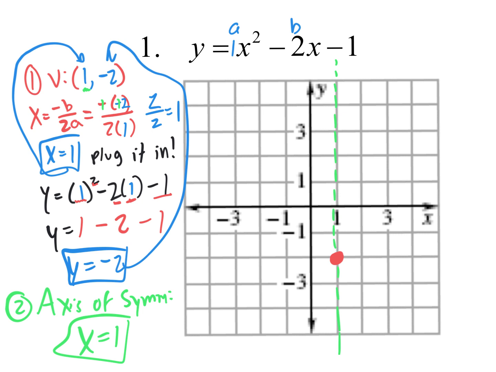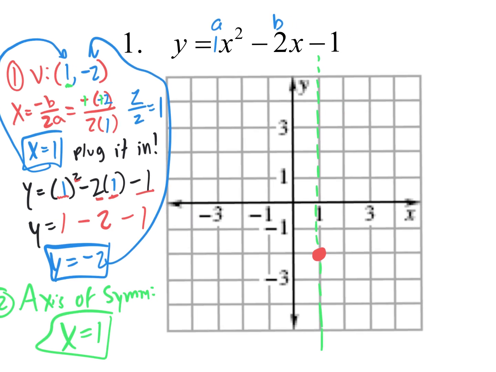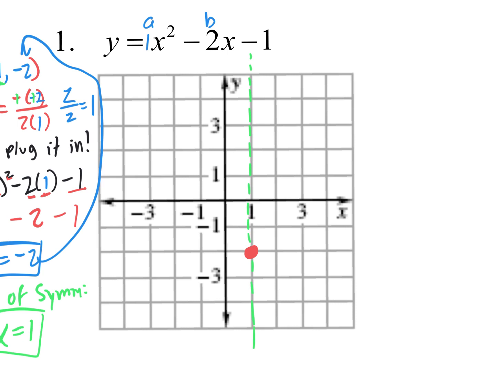Now we need more points. Now you could, if you wanted to, use an input-output table, an xy table. But since we recognize that the a value is 1, that means it has to be perfectly exactly as wide as our parent graph, which had the coordinates (1, 1), (2, 4), (3, 9). We're going to use those coordinates as a pattern. So over here on this side, I'm going to write down pattern 1, 1, 2, 4, 3, 9. And this is from the vertex.